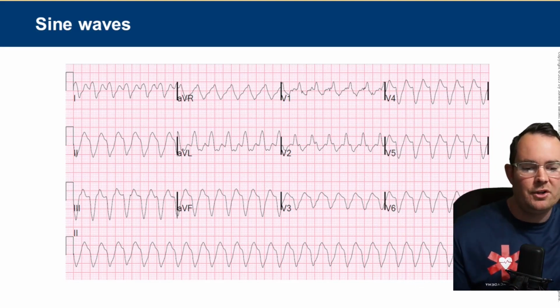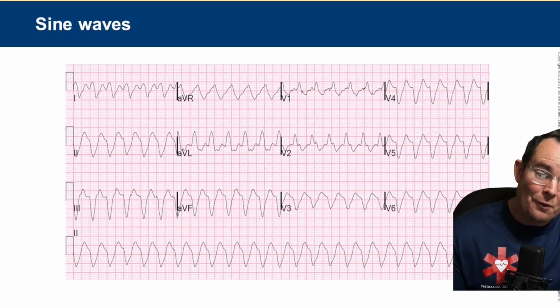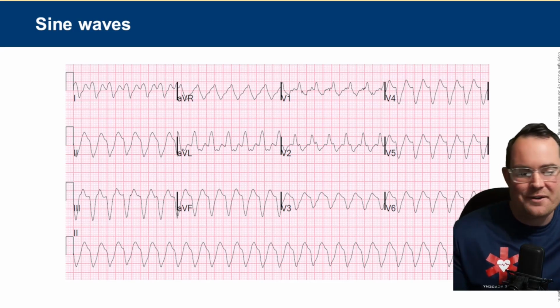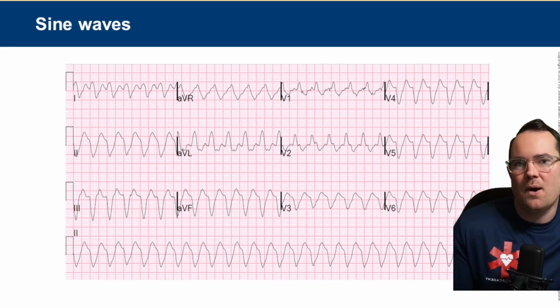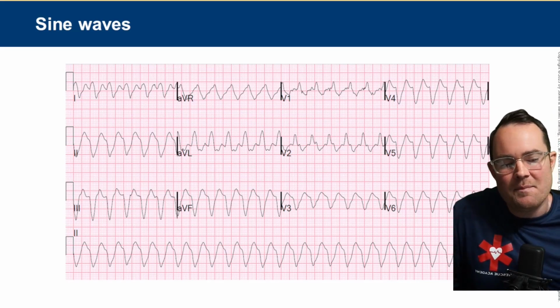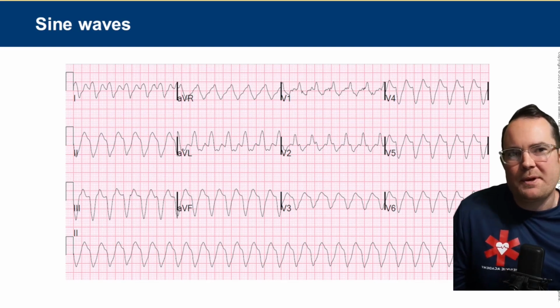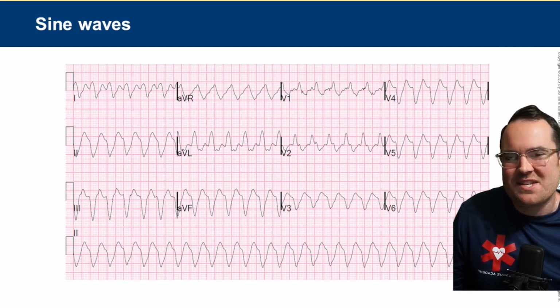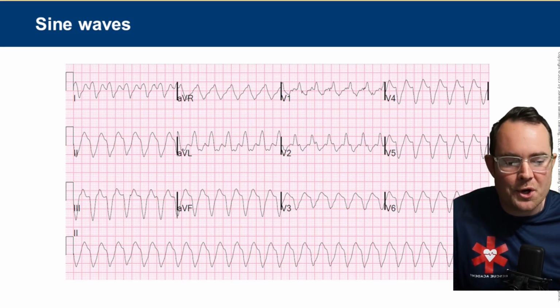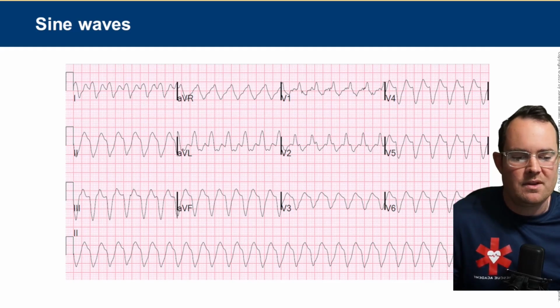Now, I know some of you might be looking at this and saying, no, this is VTAC. And you are not wrong, right? As long as it's greater than 100 beats per minute, you are right. This is considered ventricular tachycardia. But this is known as sine waves. So typically we won't see this tachycardia greater than 150 beats per minute, right? It's going to be a slower VTAC, and these sine waves develop from extreme hyperkalemia.